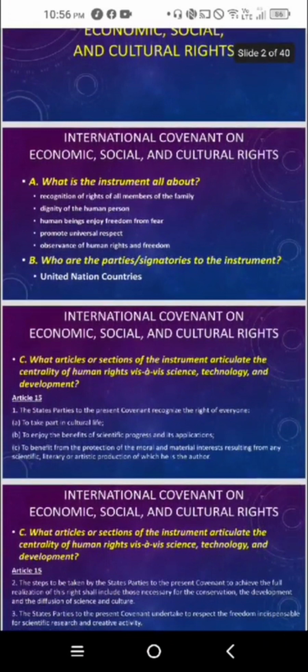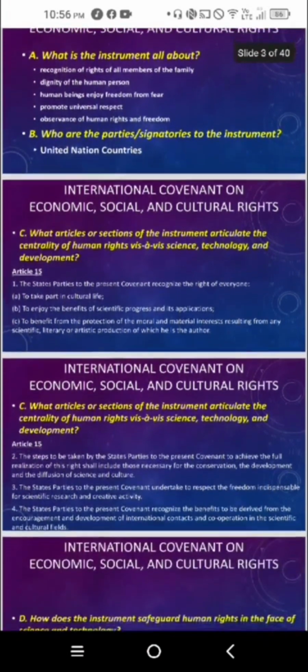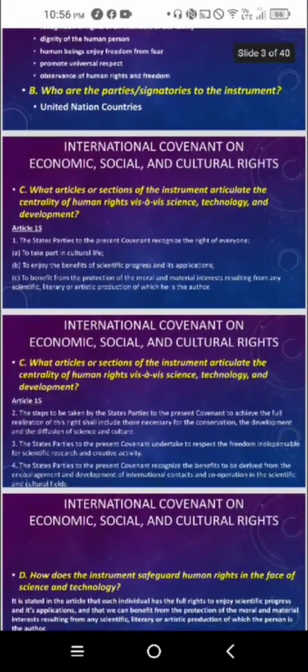What is the instrument all about? It's all about recognition of the rights of members of the family and the dignity of the human person. Human beings enjoy freedom from fear, promote universal respect and observance of human rights and freedoms. Who are the parties signatories of the instrument? United Nations countries.